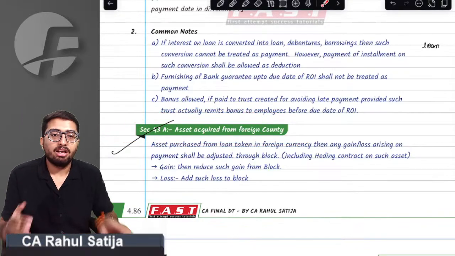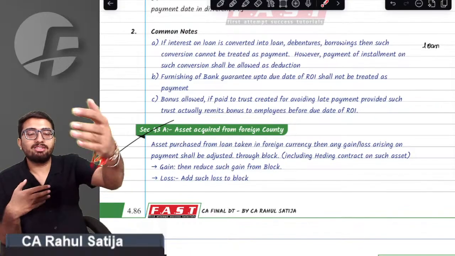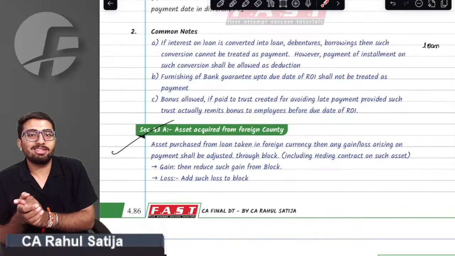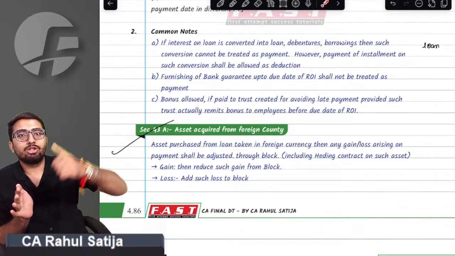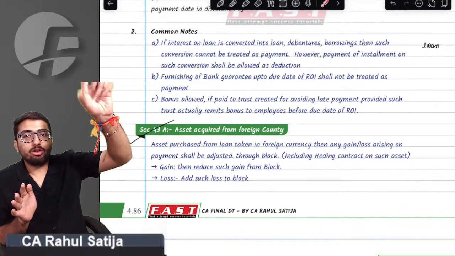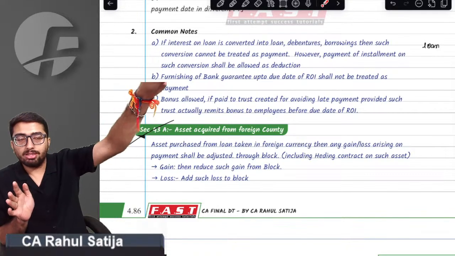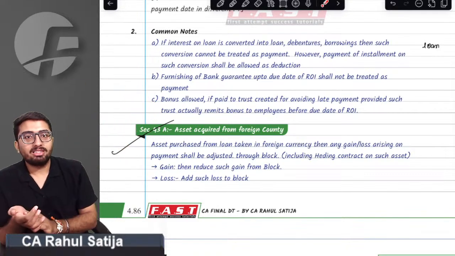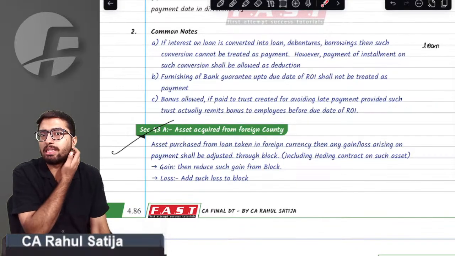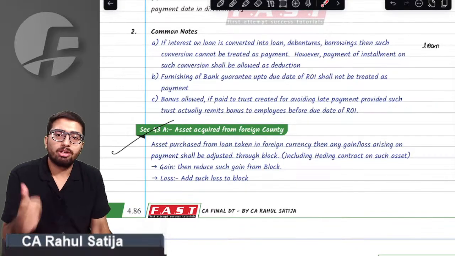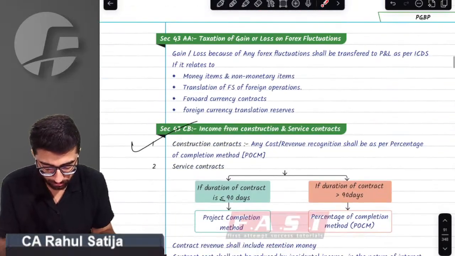Yesterday only we had discussed, for example, if Monisha is buying an asset for $10,000 and today the rate of the dollar is 80 rupees. Later on, when she went for payment, the dollar shot up to 85. She had a loss of 50,000 rupees. What was happening to this loss? We had studied this loss would be adjusted from the block. Similarly, for foreign exchange fluctuations, gain or loss, or a hedging contract, the loss will be adjusted from the block only.